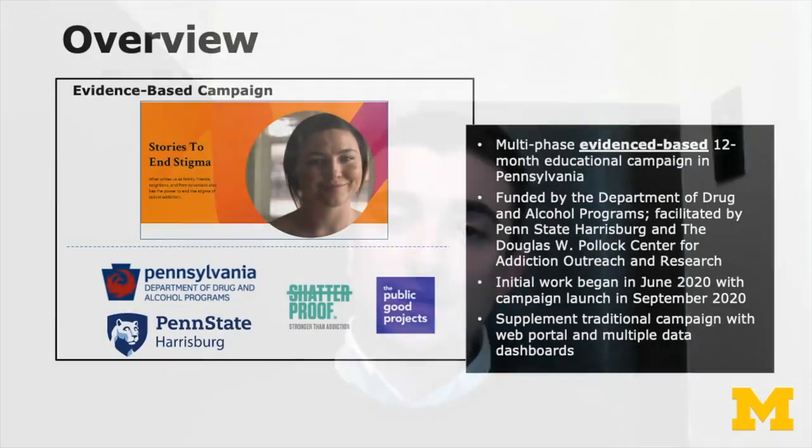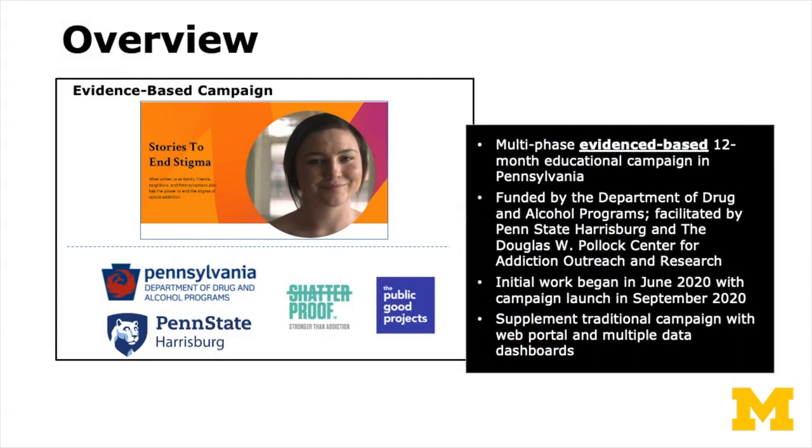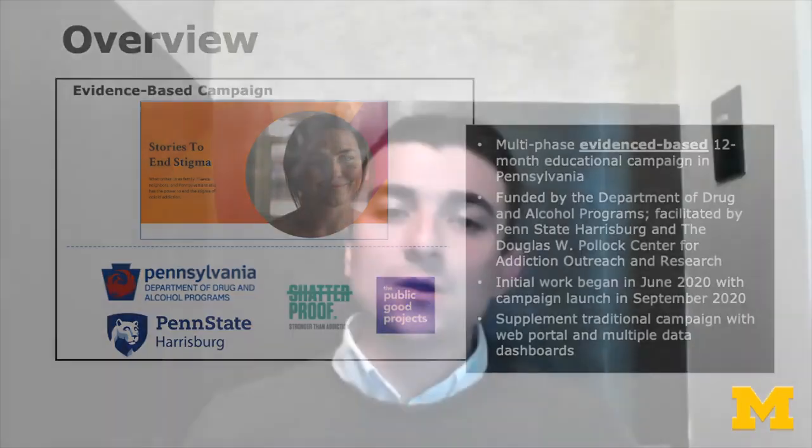So, in 2020, Shatterproof, along with a number of other organizations, including the Pennsylvania Department of Drug and Alcohol Programs, as well as Penn State Harrisburg, implemented a large-scale, evidence-based 12-month educational campaign in Pennsylvania focused on addiction stigma. We began this work in June 2020, and we've been running it ever since. And we've implemented a lot of the strategies on the next slide with a lot of success.